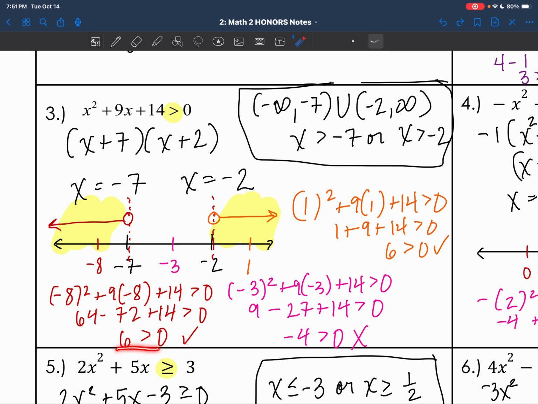And when I do that, I'm going to get 6 is greater than 0. Well, that is true. So we're going to shade over here. We're going to go this direction, and it's open. All right, so now let's test in the middle.